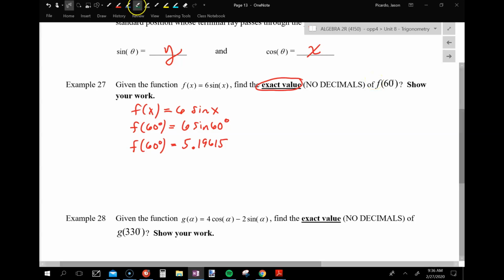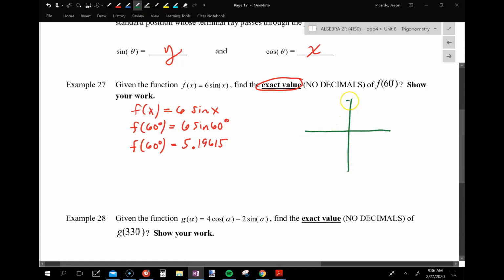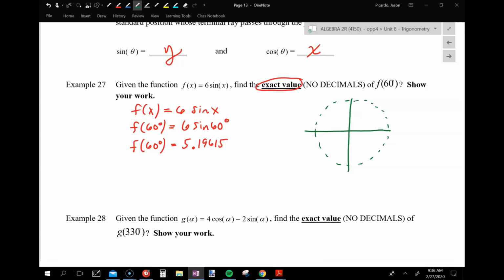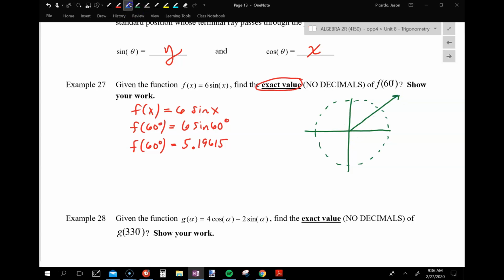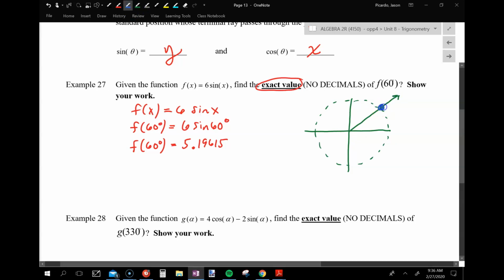So let's talk about what that looks like. Here is our unit circle. Where is 60 degrees going to put me? In what quadrant am I going to go? First quadrant. And we know that I need this point. Why do I need that point? Because if I can figure out the y value of that point, I know what sine of 60 is, correct?